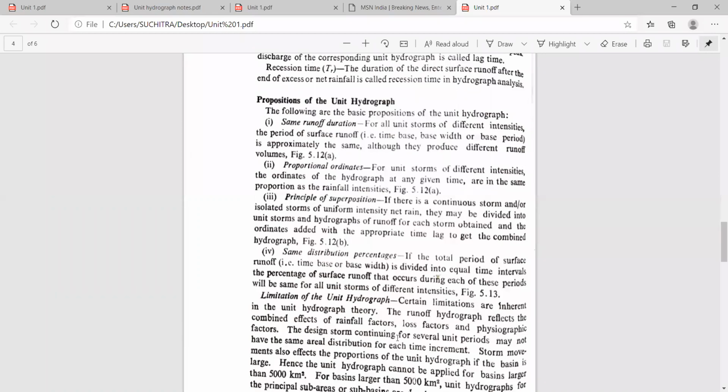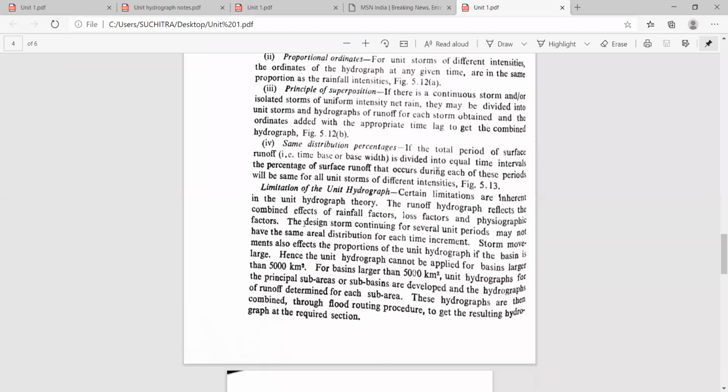So the design storm continuing for several unit periods may not have the same areal distribution for each time increment. So storm movement may also affect the proportions of the unit hydrograph if the basin is large. Hence the unit hydrograph cannot be applied for basins larger than 5,000 kilometers.